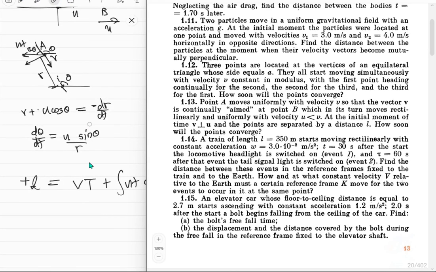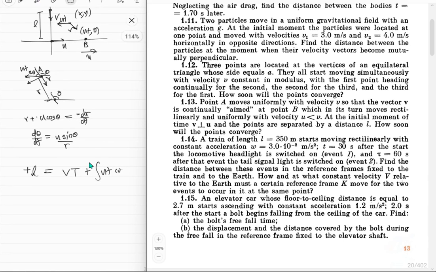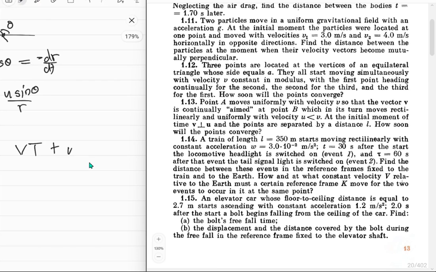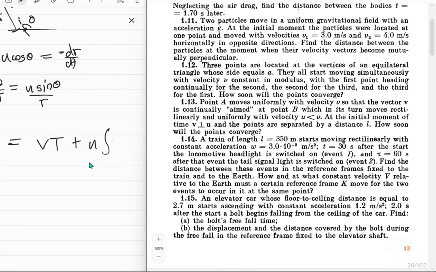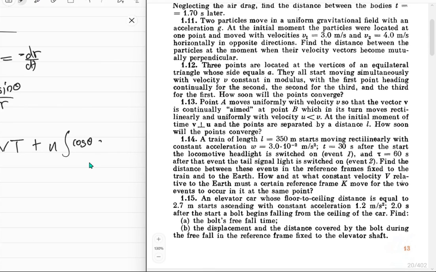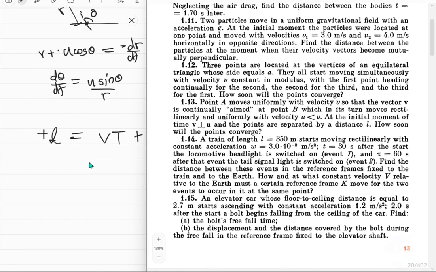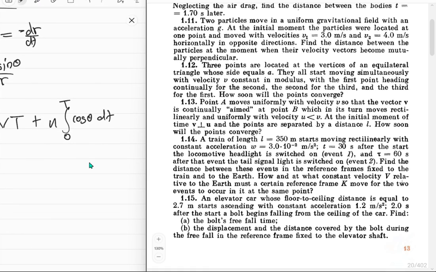So this should be u sine theta upon r. Maybe this is more doable. Yeah, this looks much more doable. Okay, so this is plus u integration of cosine theta dt, and it goes from 0 to whatever time required is, and then you can integrate this thing as well. Is this going to help us? I don't think so. Wait, did I see that? No, okay, there's that r over there. Fine.